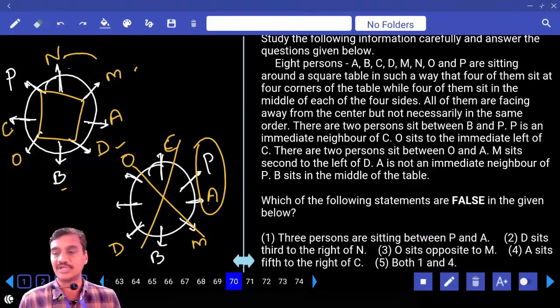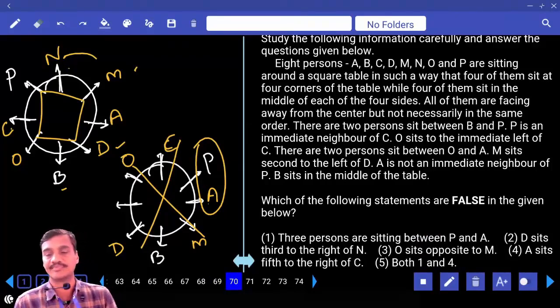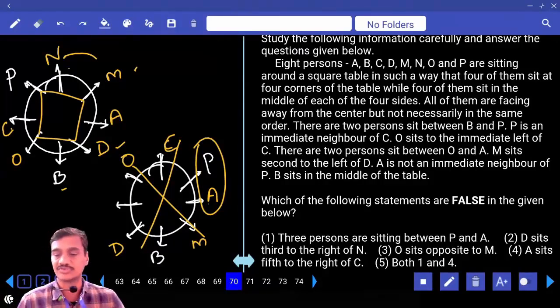Then 70. Which of the following statements are false in the given below? 3 persons are sitting between P and A. True or false? That is false. Either 2 persons or 4 persons sit between these two. So 3 is false. And D sits third to the right of N. That is definitely true. Hence, what is your answer? Question number 70, it is choice 2.